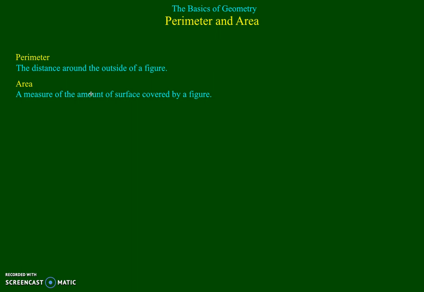So if we have some basic shape, let's just say that we have some quadrilateral. Perimeter is this linear distance all the way around, adding the lengths of all the sides. Area is the amount of space that's inside that. And we're going to start out by looking at perimeter and area of a few different types of simple polygons.